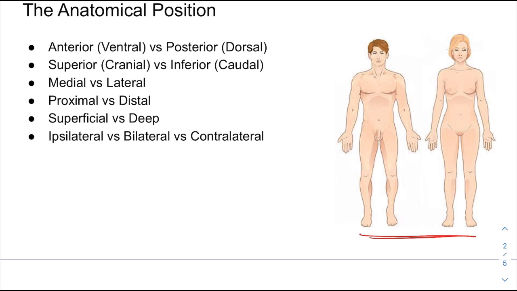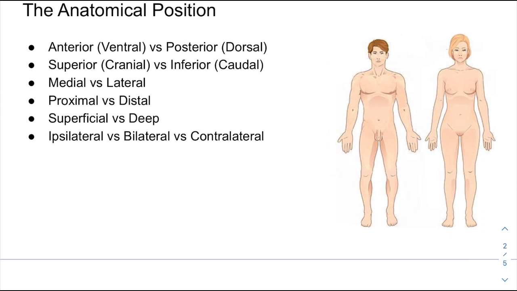Our second is superior or cranial versus inferior or caudal. So superior and cranial means towards the head or higher up, and inferior and caudal means towards the bottom. So I would say this man's clavicle is superior to his floating rib that's down here. Or I would say that this man's clavicle is cranial to his floating rib. Next we have inferior or caudal, and that means towards the bottom, right? So I could say this man's knee is caudal to his stomach, which would be in here, right?